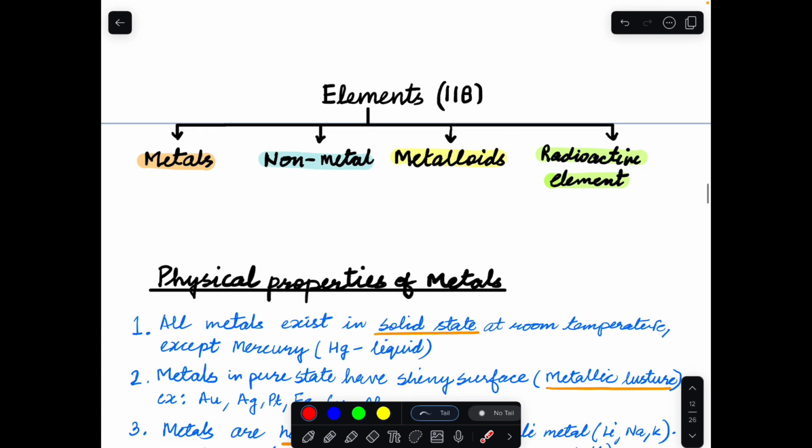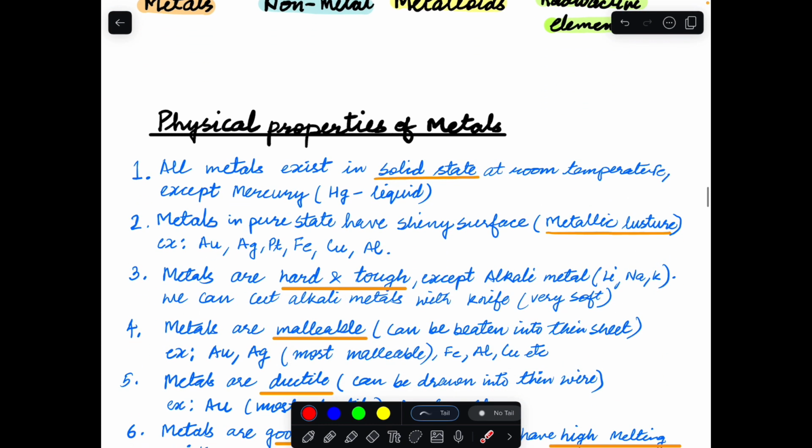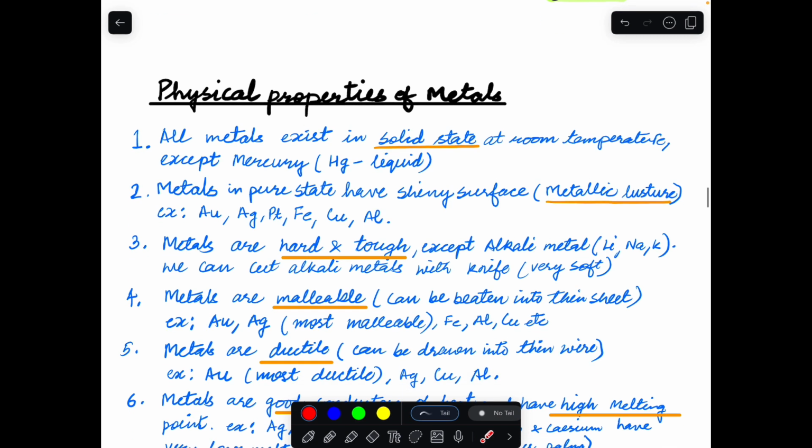So we'll start with the first one, physical properties of metals. Now, always remember that comparing elements on the basis of physical properties is very easy. That is, we can tell the difference on the basis of how we feel, what we see, or what we experience. And the further differences we study on the basis of chemical properties.